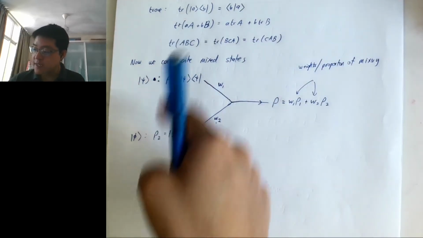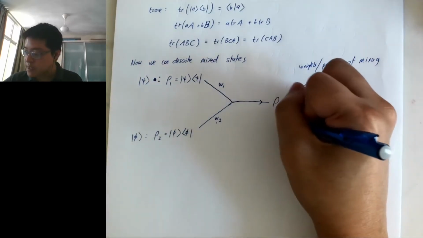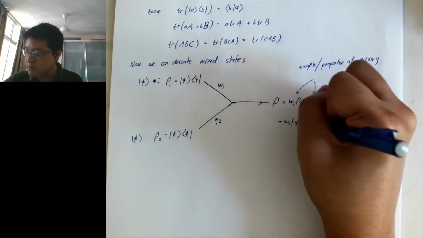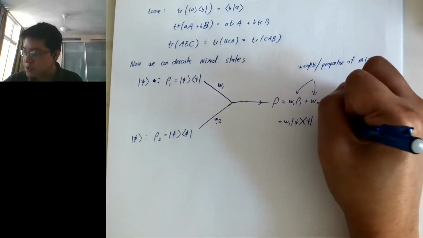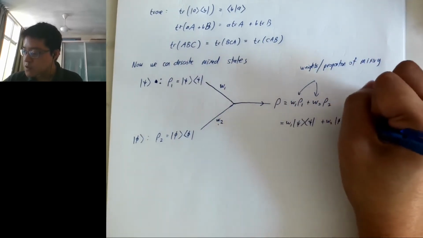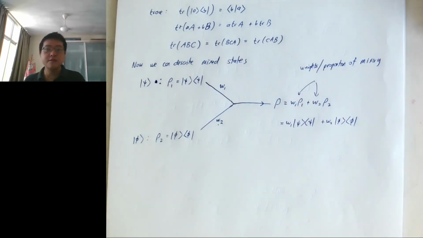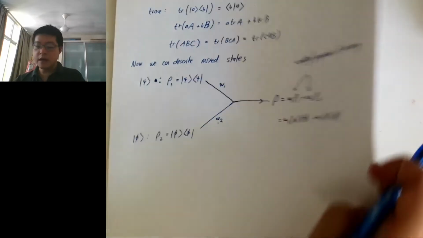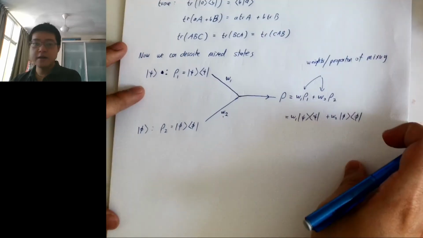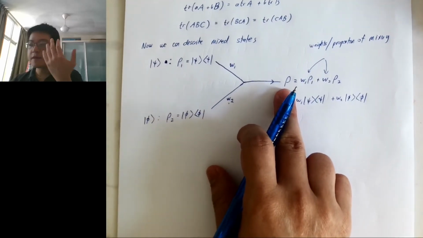Okay, so if these two are pure states described by this, then we got this description. We just substitute our original expression for rho 1 and rho 2. So this one is how we can describe a mixture, right? So what are the properties of these states?